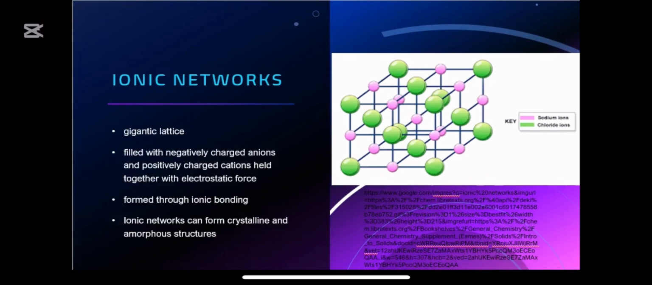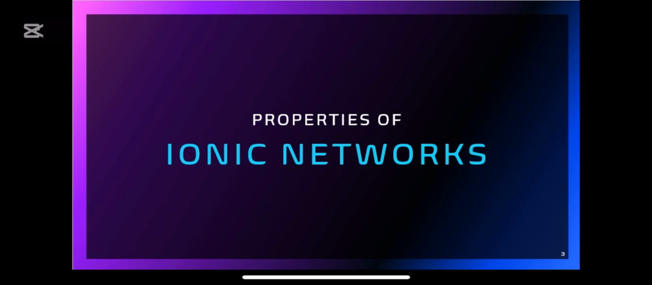Ionic networks can form crystalline and amorphous structures depending on the conditions the solid formed under. Usually it will form crystalline structures if this process is not rushed, and vice versa for amorphous. Now let's examine the properties of ionic networks.